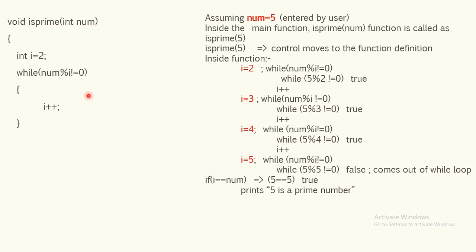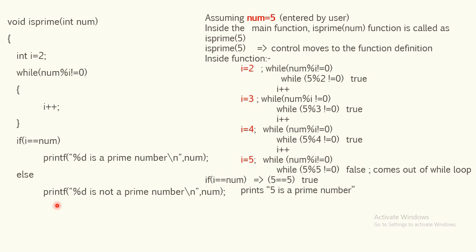and we are incrementing the i value each time, and we are checking whether i is not divisible, that is, whether the remainder is not equal to 0. Then we say that the number is a prime number if i is double equal to num. Else, we say the number is not a prime number.